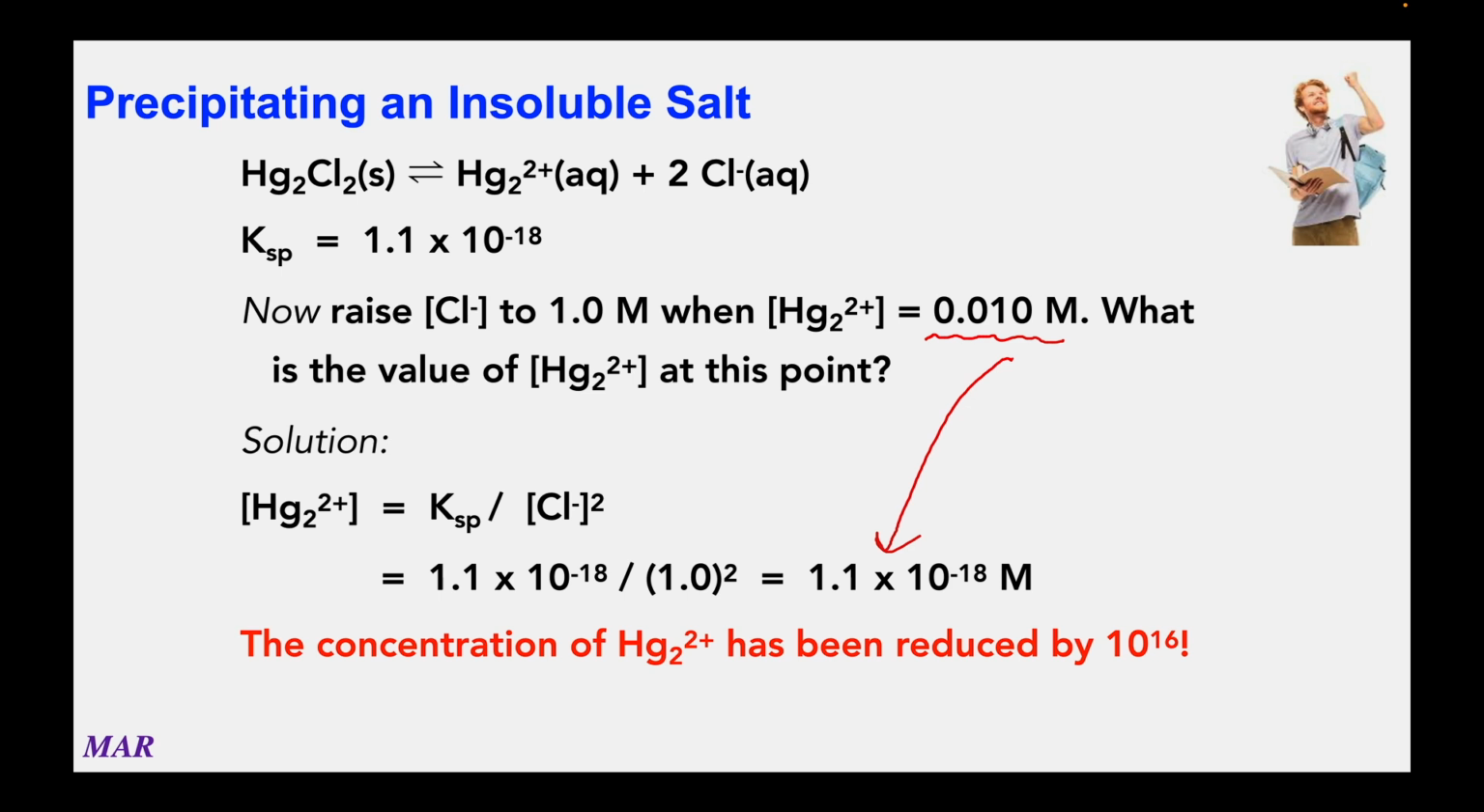So yeah, pretty cool. However, if you're really sensitive to mercury, whatever system you're looking at, maybe 10 to the minus 18th is still too big, and you might have to add another chemical to make that value of the mercury(I) Hg2 2+ go down even more. So just think about that in the back of your mind.